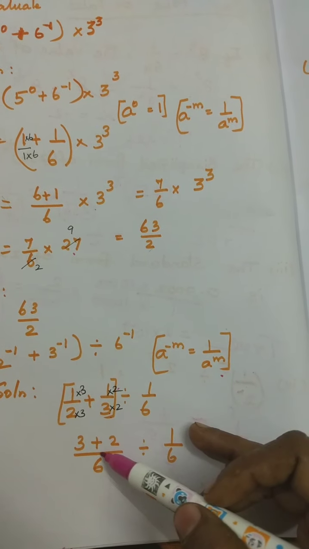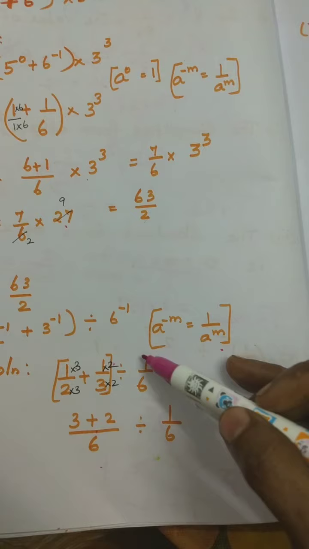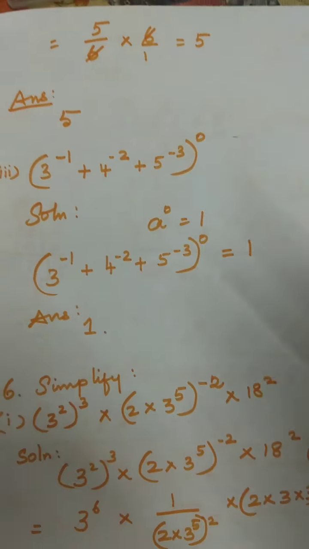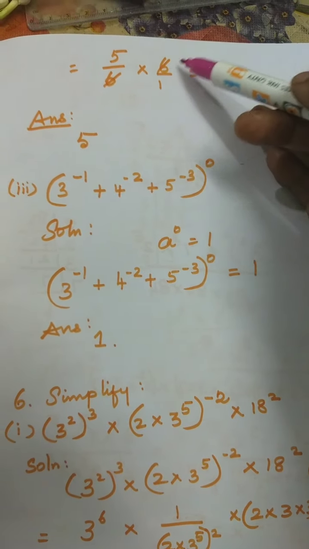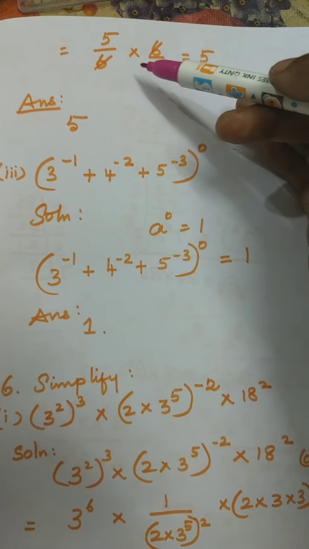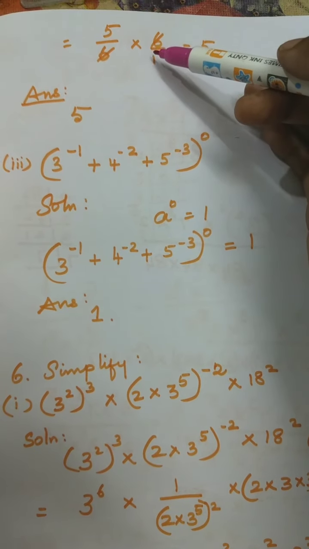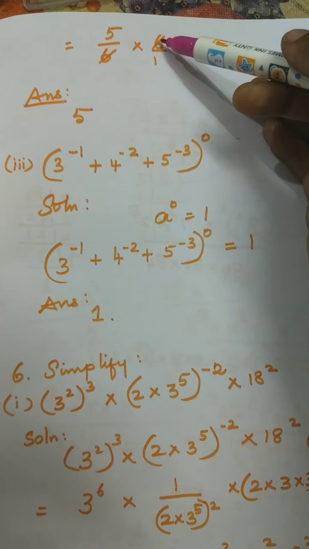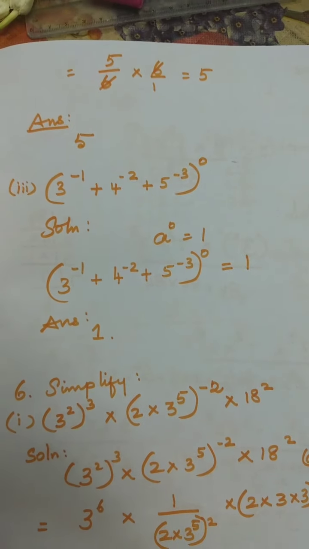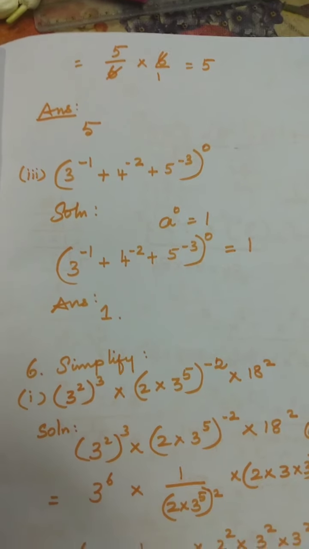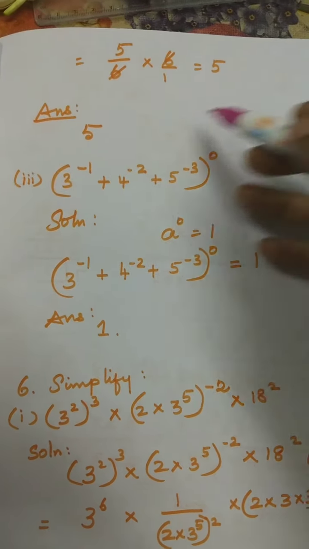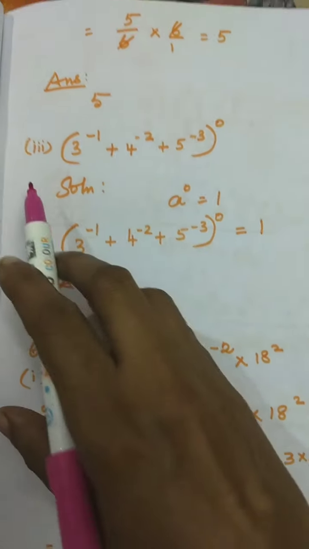So 3 plus 2 by 6 divided by 1 by 6. That is 5 by 6 into 6 by 1. You have to change the division symbol to multiplication. For that you have to take the reciprocal of the next number. So now 6 gets cancelled and it is equal to 5. The answer is 5. Then third sum.